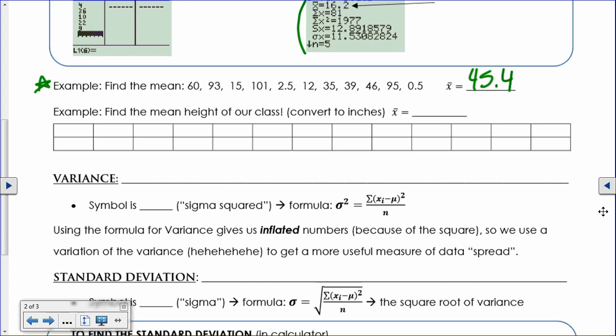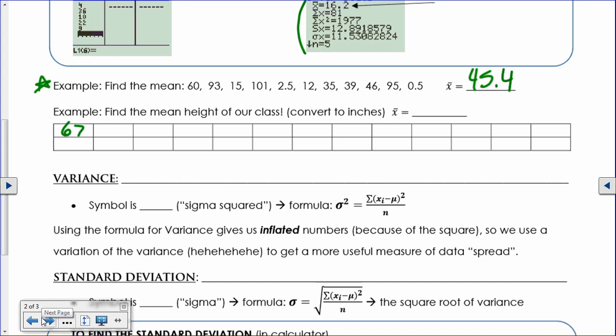Alright, we're going to create a little data set for our class. We're going to find everybody's height in inches. Do you know how to do that? I'm 5'7", so you take 5 and multiply it times 12, because there are 12 inches in a foot, and then add 7. What is that? 67. Yeah, 67. So that's me.